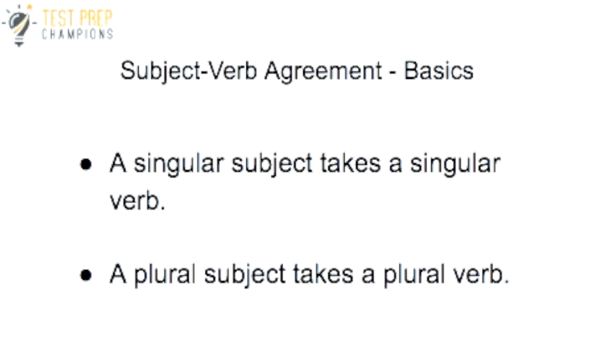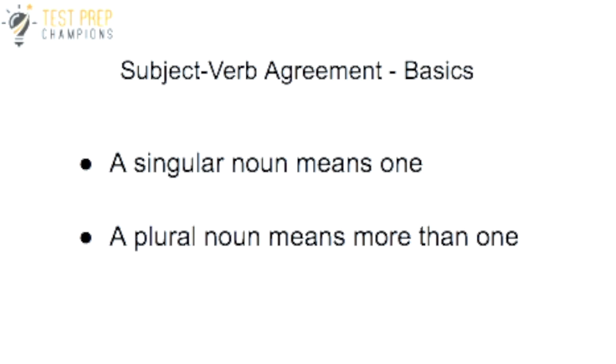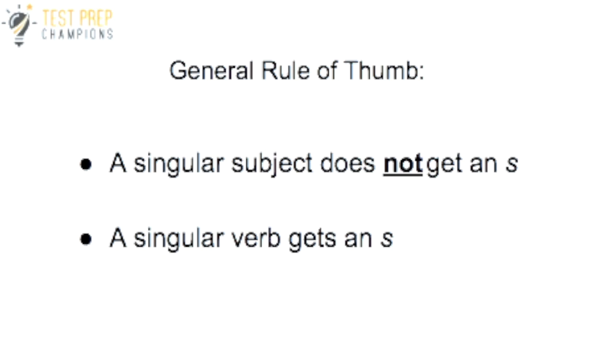So in subject-verb agreement, a singular subject takes a singular verb, and a plural subject takes a plural verb. A singular noun means one, and a plural noun means more than one. I already talked about that earlier, but repetition is always good to make it stick. Here's a general rule of thumb that is really important, and I think it is going to really help you out, judging on your writing and what I'm seeing so far.